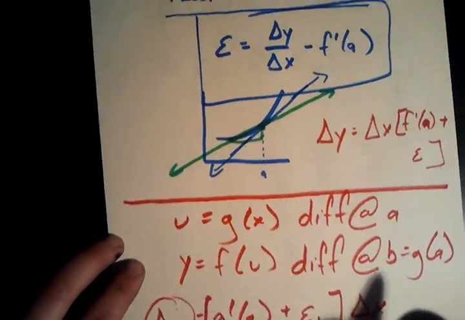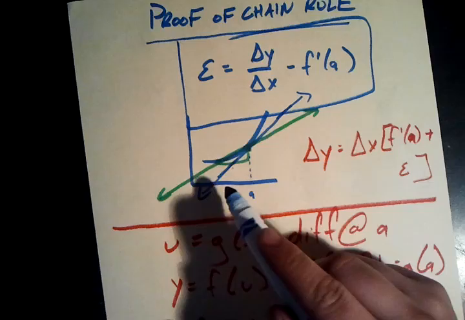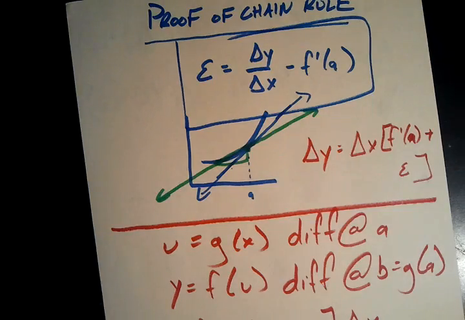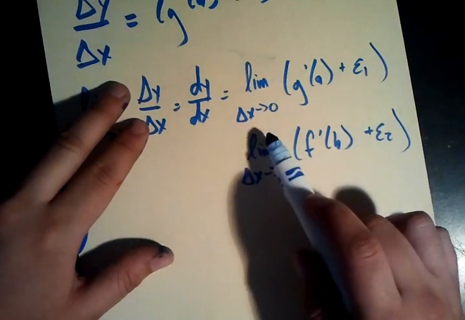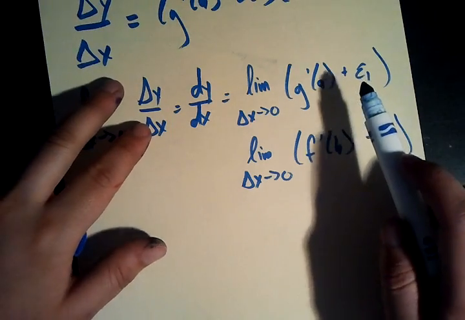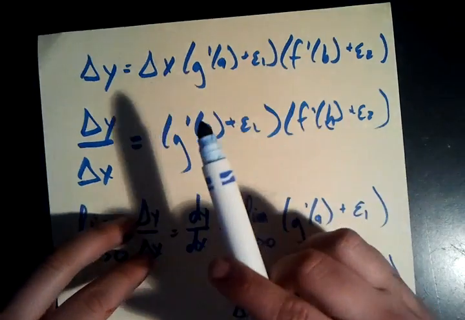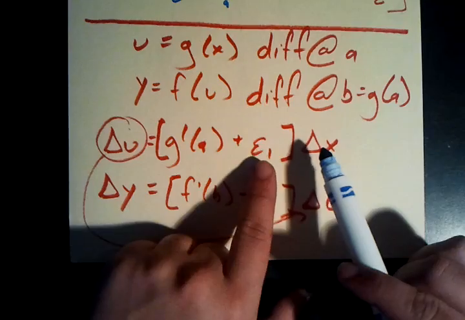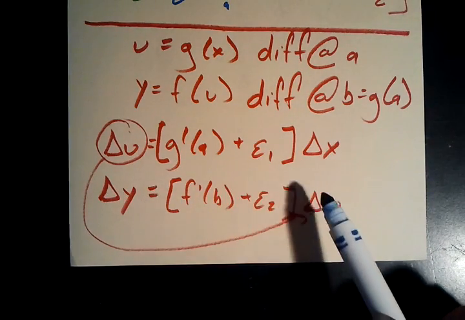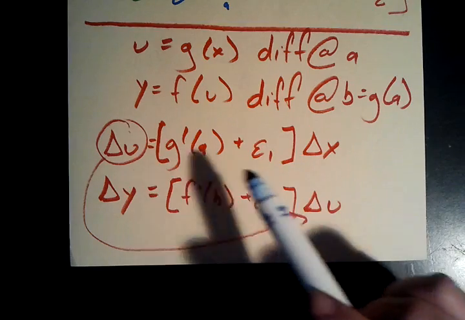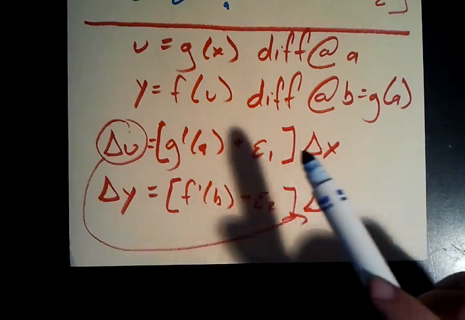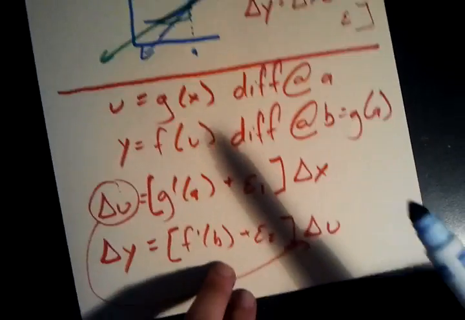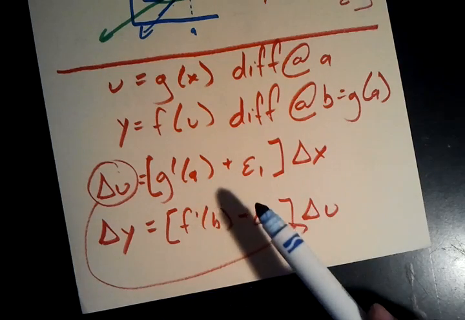Now let's take a quick look at the back. As delta x approaches 0, that means our approximation gets closer and closer, which means the error, which is epsilon, gets smaller and smaller. It approaches 0. So as delta x approaches 0, epsilon 1 approaches 0, because epsilon 1 is dependent on delta x, right? And even though delta y is not dependent initially on delta x, delta y is dependent on delta u. And delta u approaches 0 as delta x approaches 0. So therefore, delta y approaches 0 as delta x approaches 0. And also epsilon 2 approaches 0, because epsilon 2 is the error.